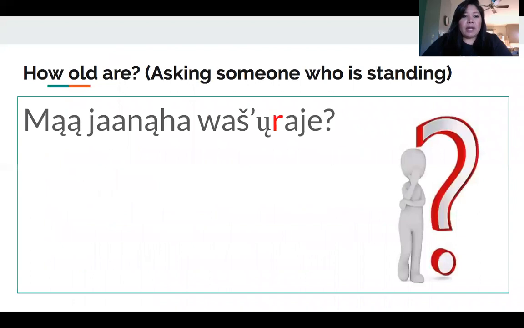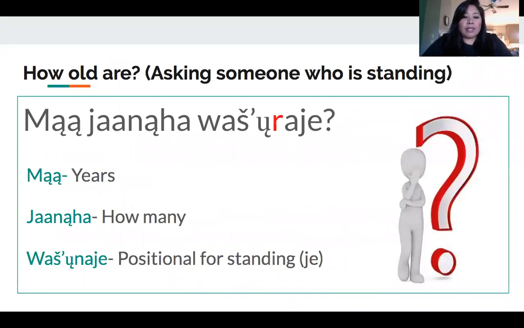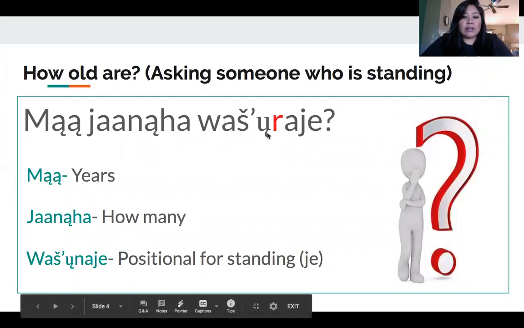Okay, so how would you say how old are you to someone standing? You would say Ma Janaha Wash Unaje. Ma Janaha Wash Unaje. How old are you? Ma is years in Ho Chunk. Janaha is how many. And the Wash Unaje is a positional for standing. Now this U is cinched right here, so the R then turns into an N.